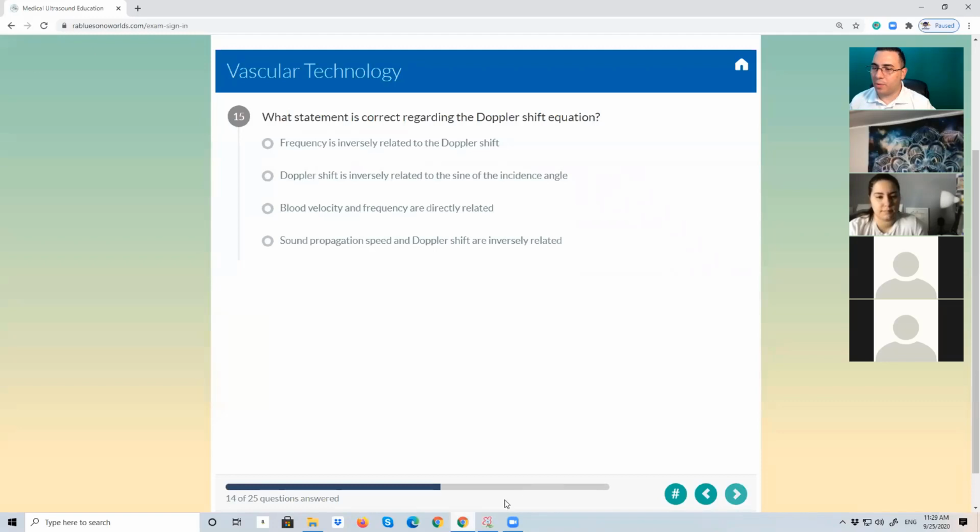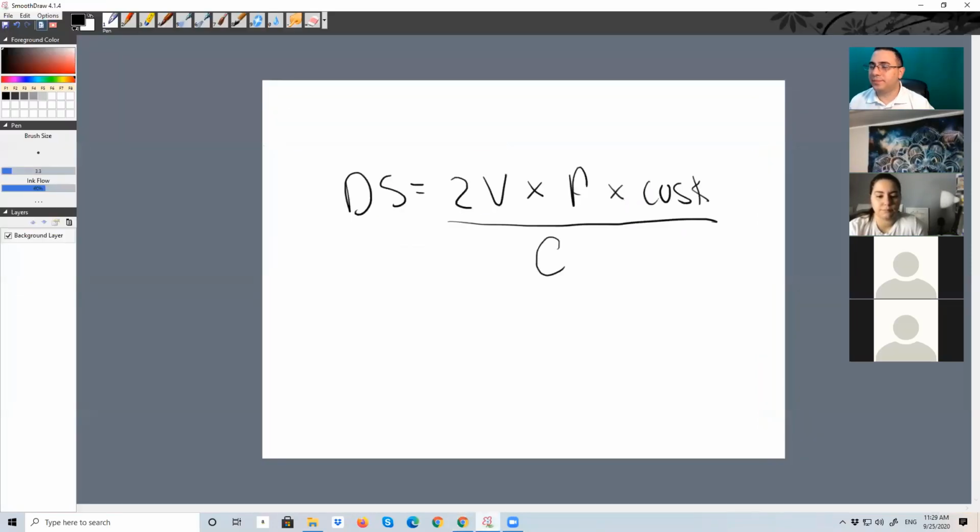Okay, I'll show you the formula one more time here. Times velocity of the flow times the frequency of the transducer times the cosine of the angle divided by the propagation speed of the sound through the blood, which is a constant number, remember. The constant one? And it's not 1540, right? Yeah, 1540 is the one for soft tissue.